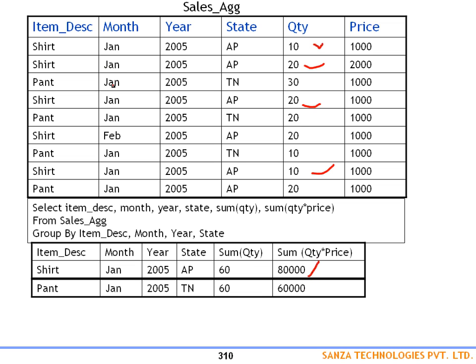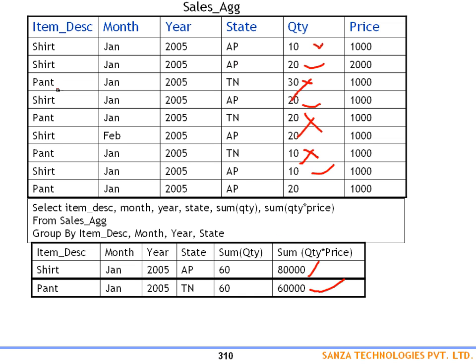Next combination, pant January 2005 Tamil Nadu. There are 3 records, 1, 2, 3. 30 plus 20, 50 plus 10, 60. 30 into 10,000, 30,000, 20 into 1,000, 20,000, 10 into 1,000, 10,000, total 60,000.